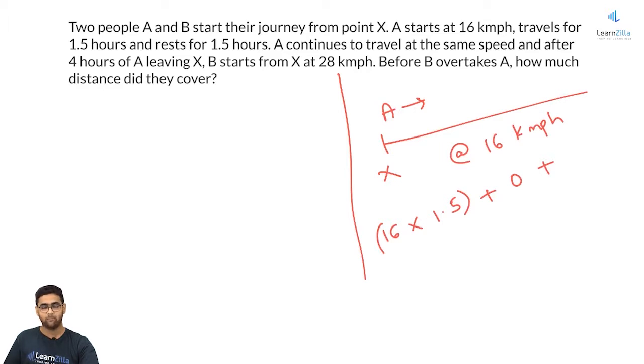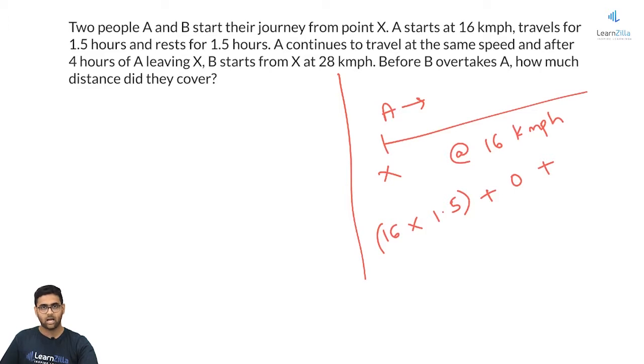Now we have that A continues to travel at the same speed, and after 4 hours of leaving X, B starts. So before B starts, A travels for 4 hours, of which 1.5 hours is the initial lap, 1.5 hours is the rest time, and if you add 1.5 and 1.5, you get 3. So total of 4 hours of transit is there before B starts. So you have 1 more hour of A traveling here.